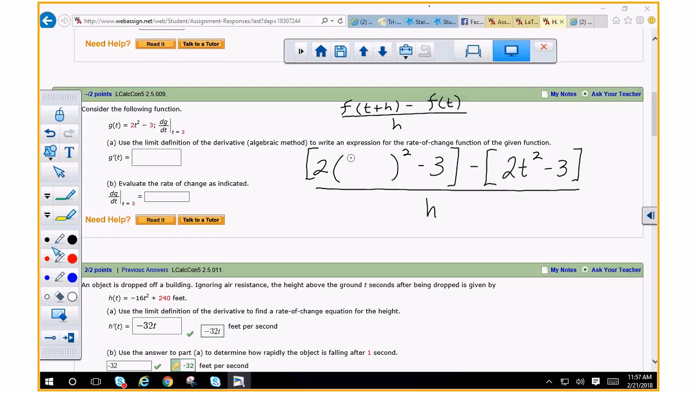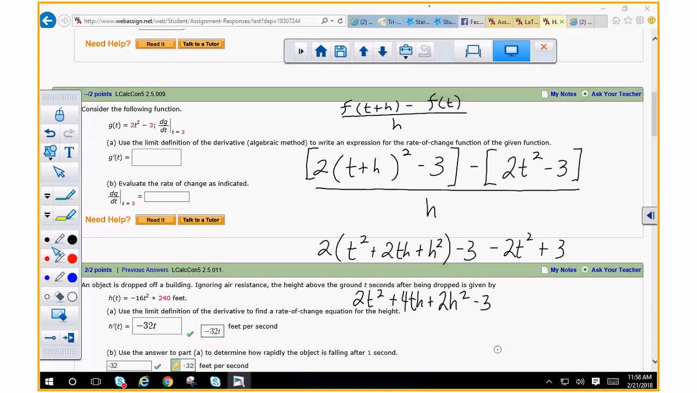Then put your t plus h here, and that's going to give you 2 times t squared plus 2th plus h squared, minus 3, minus 2t squared plus 3. And that's going to give you 2t squared plus 4th plus 2h squared minus 3 minus 2t squared plus 3, all over h.